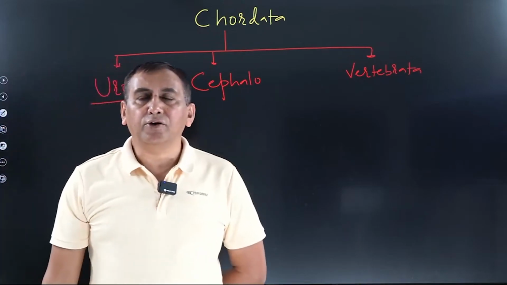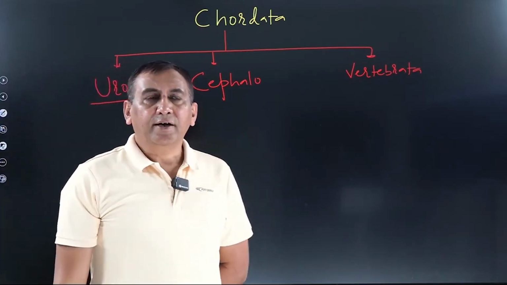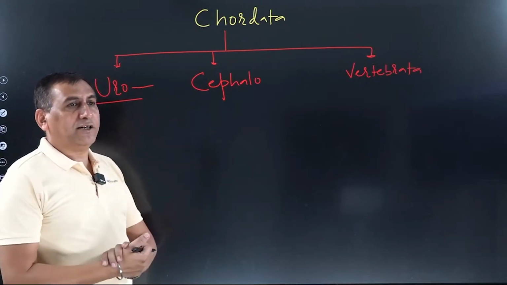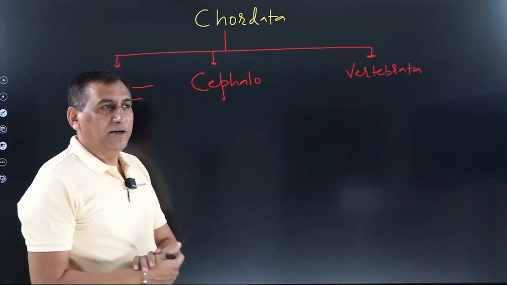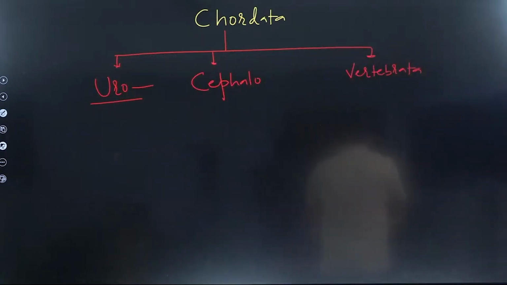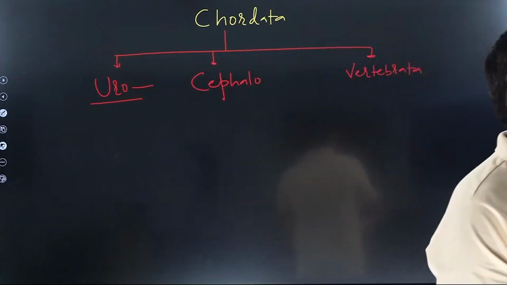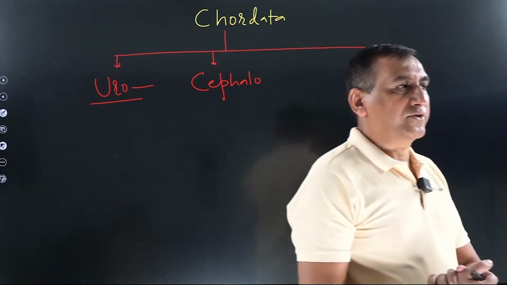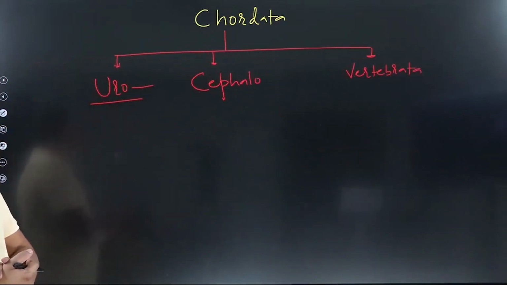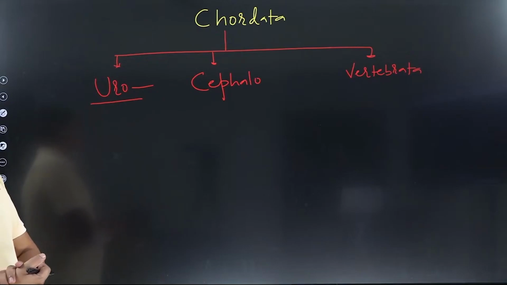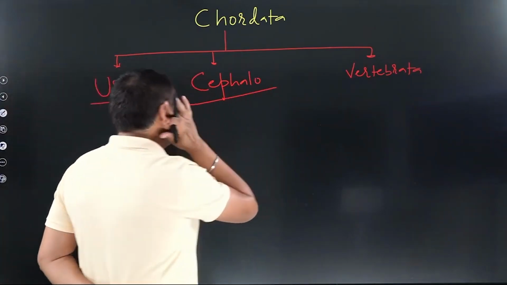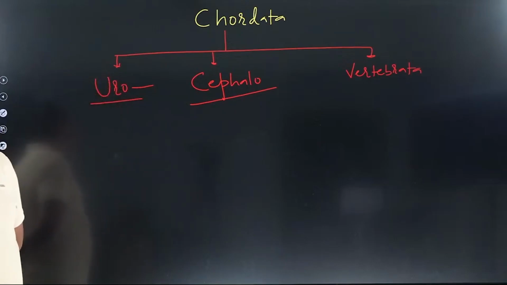When we are talking about the Urochordata, I already said the examples: Ascidia, Salpa, Doliolum, Herdmania. They are the examples of Urochordata. In Cephalochordata, I said only one example. Anyone remembering it? Yes, it is the lanceolate, branchiostoma, amphioxus. You all are correct.